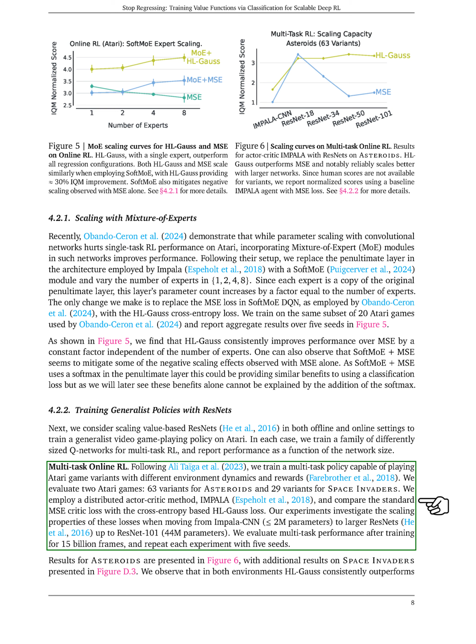Our experiments aimed to understand how these losses scale when transitioning from smaller Impala CNN networks to larger ResNets, up to ResNet 101. After training for 15 billion frames and repeating each experiment with 5 seeds, we found that HL-Gauss consistently outperforms MSE in both environments. Notably, HL-Gauss shows better scalability, especially evident in Asteroids, where it even slightly improves performance with larger networks beyond ResNet 18, while the performance with MSE significantly degrades.